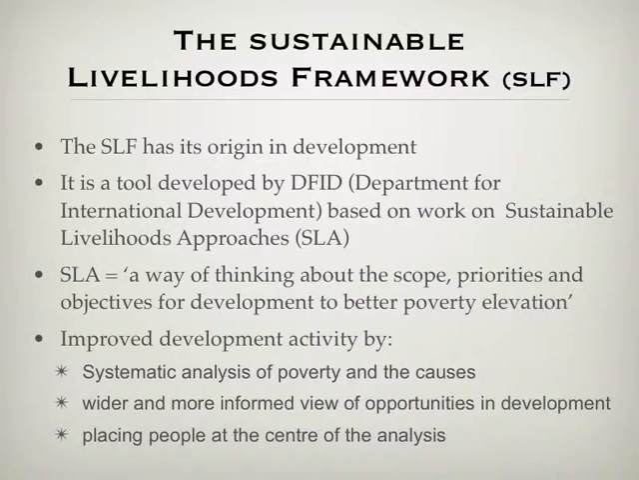And the aim of the sustainable livelihood approaches was to actually better development activities. So at the end of the day, achieve better development objectives, okay? And more effectively. So how did they do this? Firstly, by a systematic analysis of poverty and the causes. So systematically addressing this issue of poverty. Then by a wider and more informed view of opportunities in development.